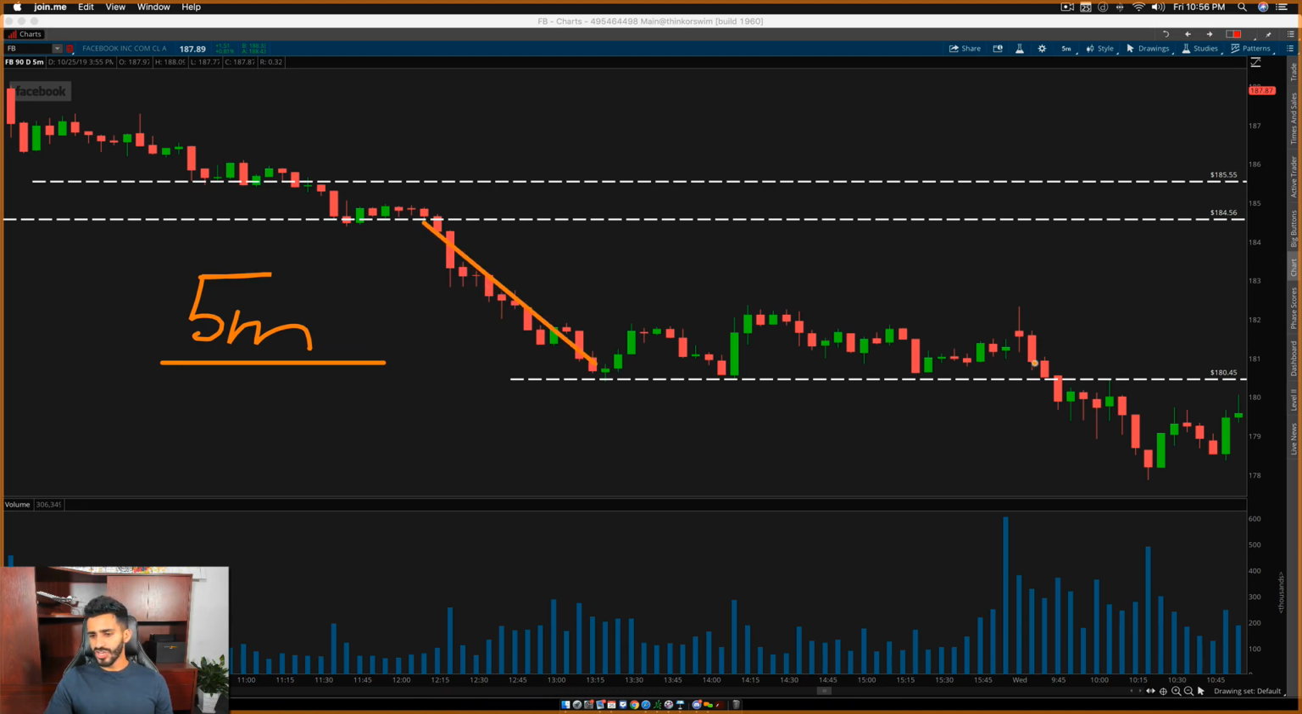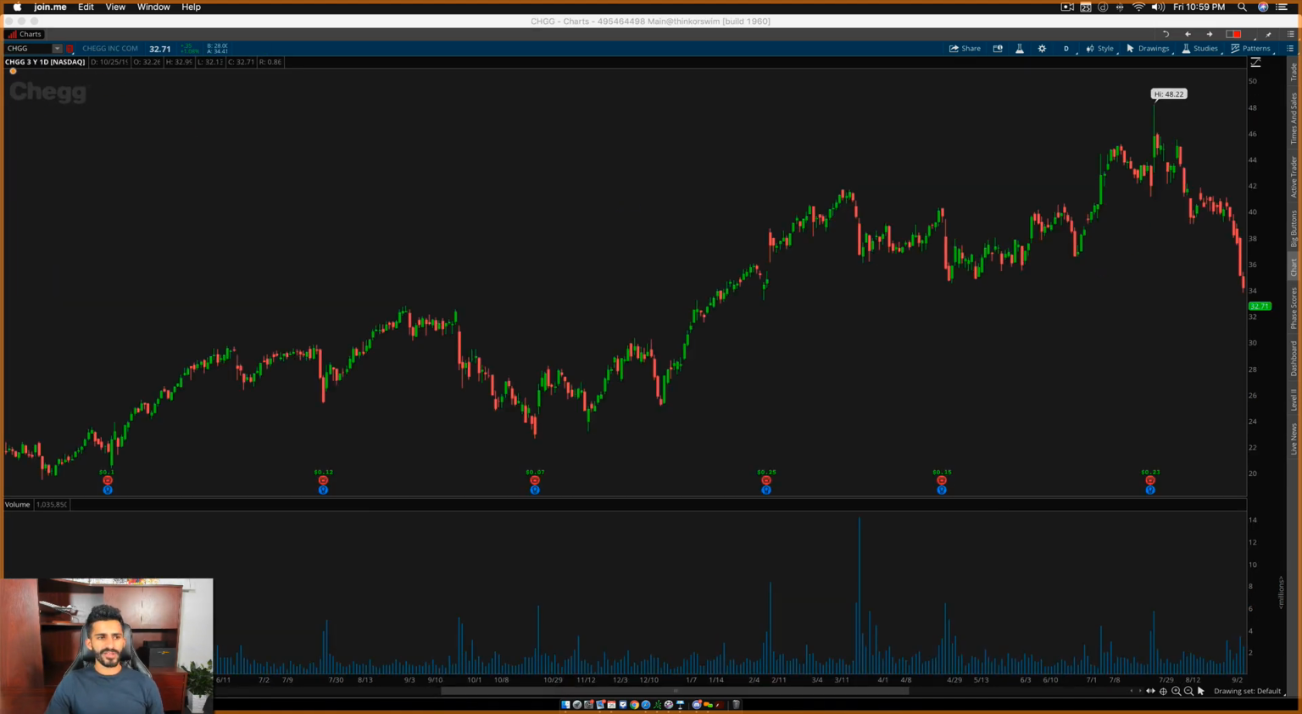The play might last 15 minutes. Sometimes the play might last 2 hours. But you have to be able to read that very, very quickly because this is on a 5-minute chart. All right, so here we're looking at stock CHGG, okay?